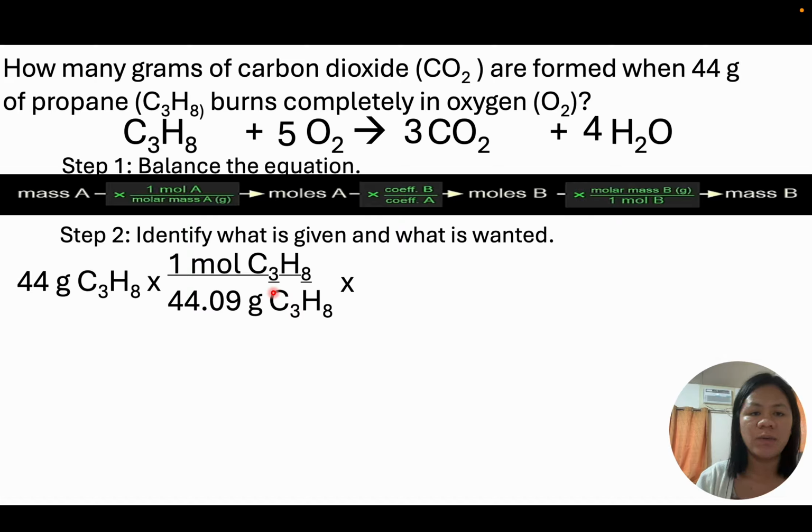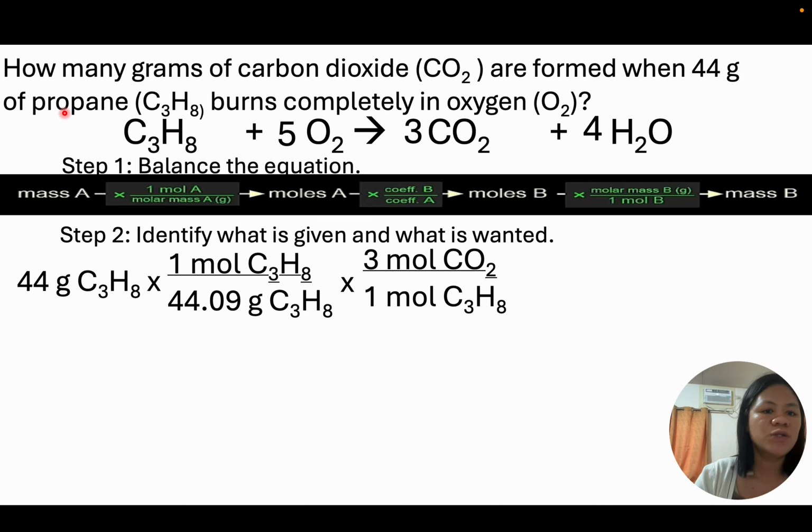Again, as I said a while ago, we'll only be looking at the carbon dioxide and the C3H8. So carbon dioxide is 3, C3H8 is only 1. Again, the purpose of this arrangement is for cancellation, so this will cancel with this.